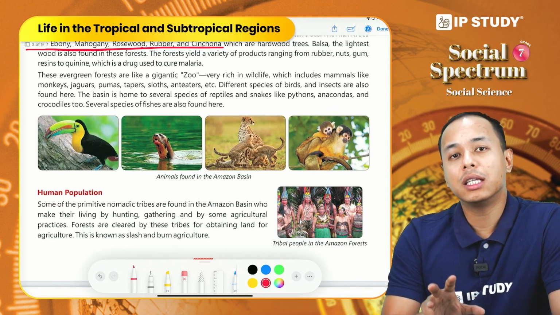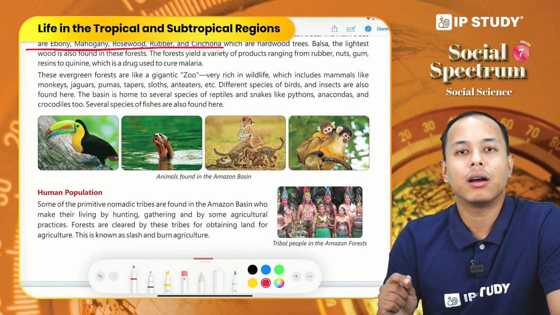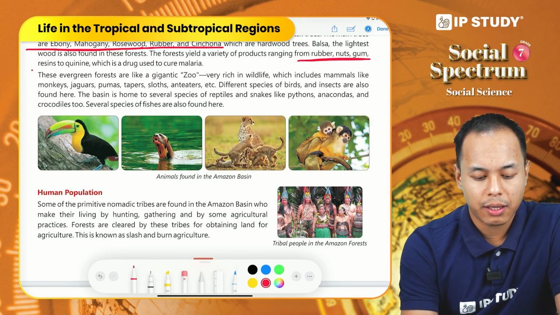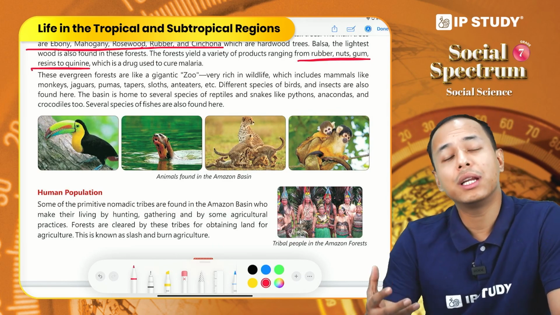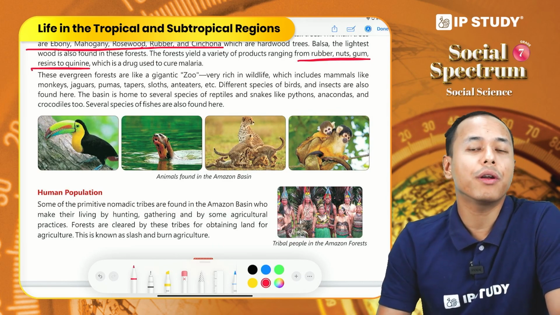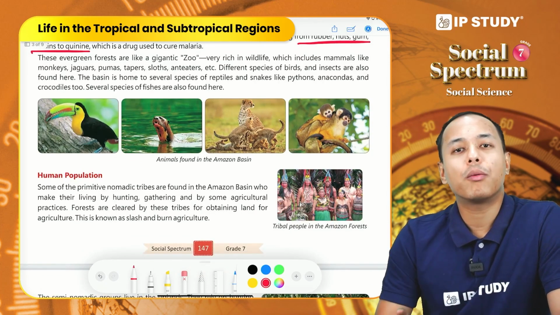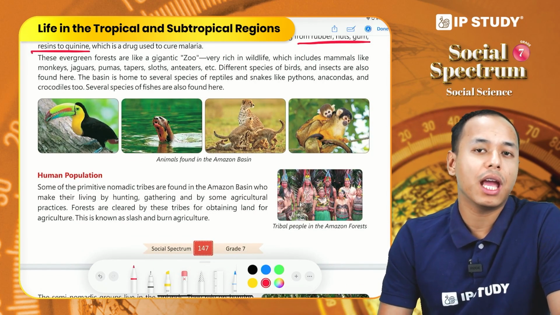And this forest provides many important forest products such as rubber, nuts, gum, and quinine, and quinine is a drug which is used to cure malaria. Now let us talk about the fauna or the wildlife of the Amazon basin.